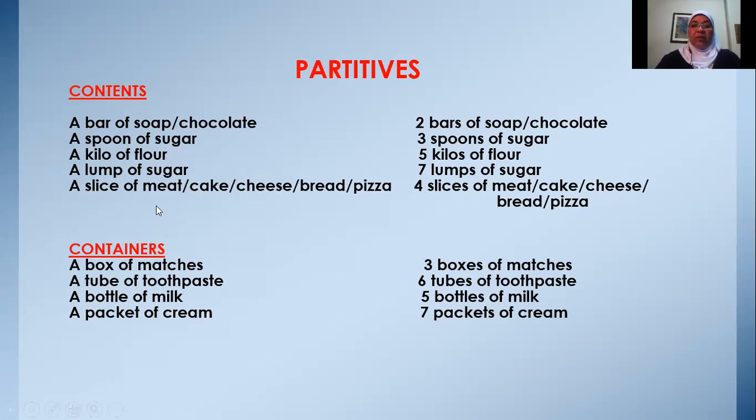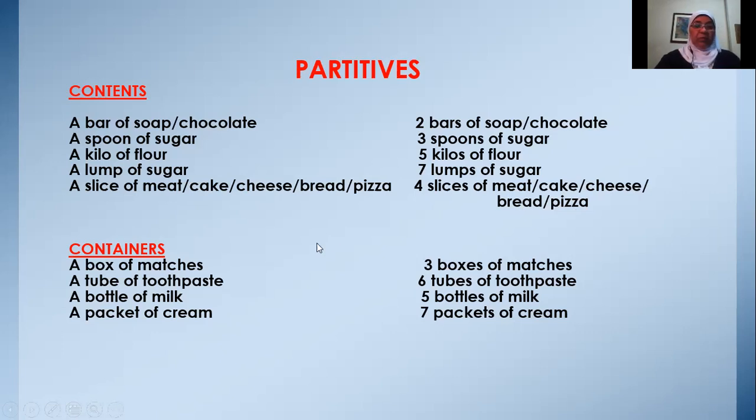A slice. We usually say a slice of cake, a slice of cheese, a slice of meat, a slice of bread, a slice of pizza. So again, when we add numbers, we say 4 slices of, we don't say meats or cakes, we say meat, cake, cheese, bread, and pizza. We don't add an S around here.